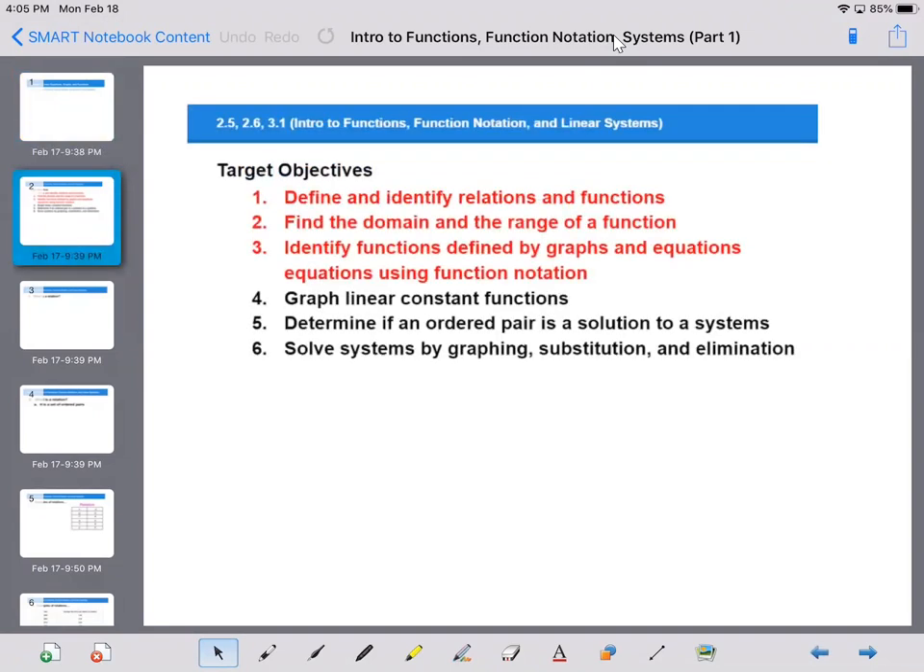So you'll see that what we'll start with is just that discussion of relations and functions, domain and range. We'll talk about looking at graphs and determining if it is a function, and then we'll talk about function notation.